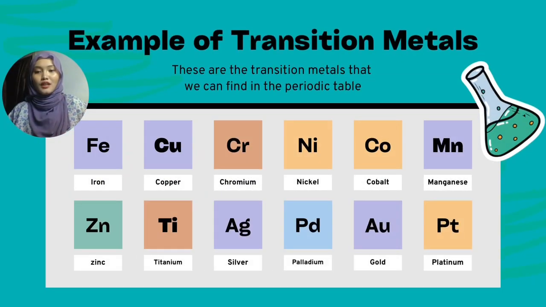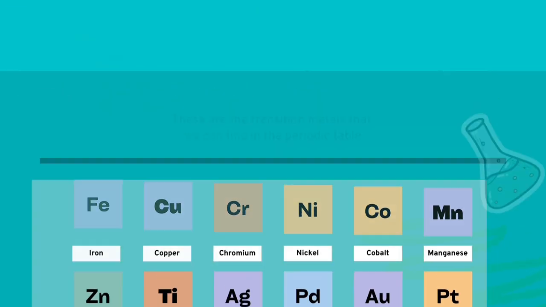These are examples of transition metals that we can find in the periodic table: iron, copper, chromium, nickel, cobalt, manganese, zinc, titanium, silver, palladium, gold, and platinum.